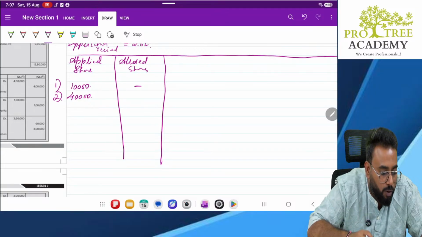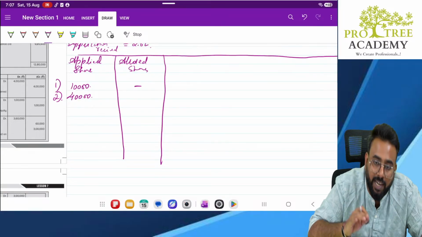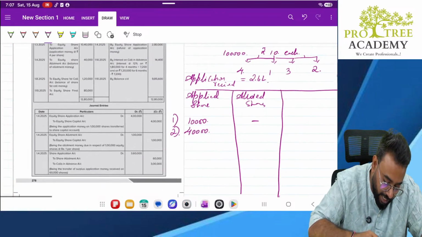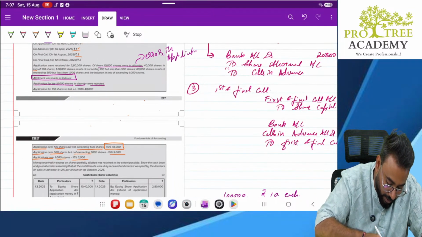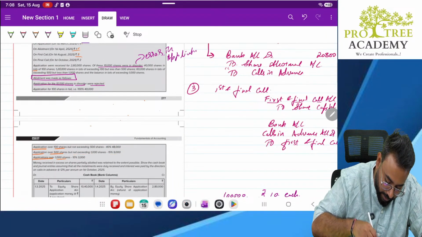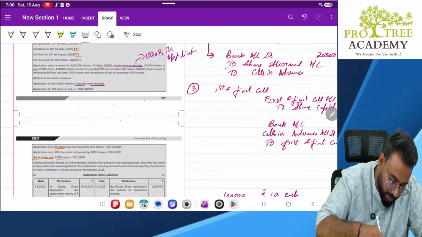Allotment was made as follows. Applications for 100 shares in full, that is 100% of 40,000. Sir, what is this? It is becoming so complicated. I am not understanding anything, sir. This is becoming very complicated. Listen to me carefully.